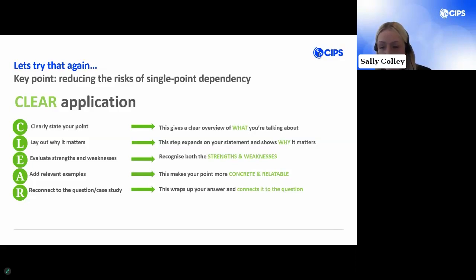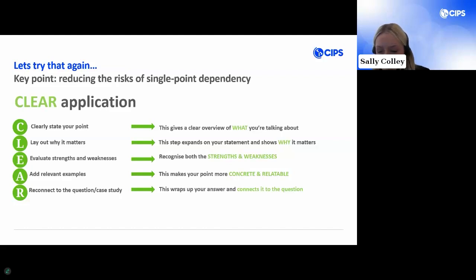And then finally, reconnect back to the question. So it demonstrates how distributed leadership reduces that single point of dependency. It's improving team resilience and collaboration. By sharing responsibilities, teams can better adapt to disruptions, but clear planning is crucial to avoid coordination issues. This reconnecting back to the question wraps up your answer and gives a clear connection back to the question.